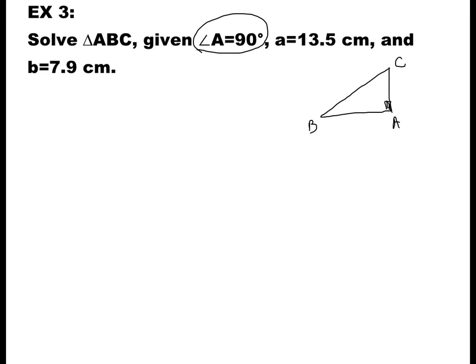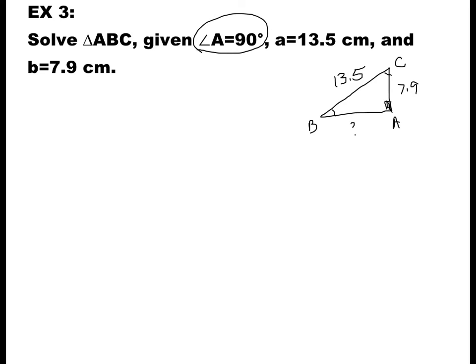Side a is the one which is in front of vertex A, which is 13.5, and side b, which is in front of vertex B, is 7.9. Now the question is that we have to find side AB, this side, and also angles B and C, which are unknown.